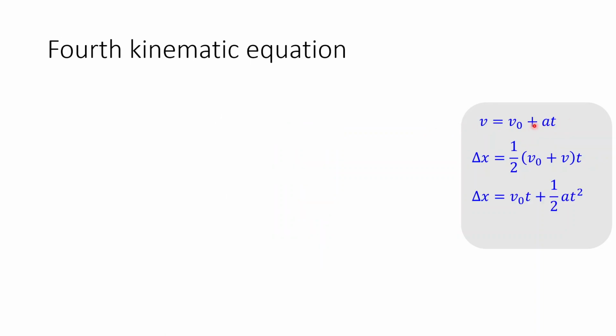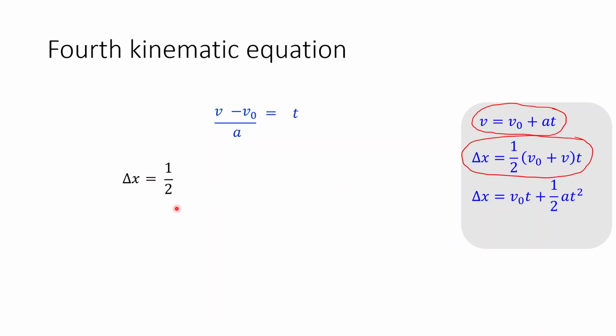Next, take this equation, subtract v0, you get v minus v0 is equal to at. Now divide a both sides, you get this is equal to the time t. Now take this equation, delta x is equal to 1 over 2 times v0 plus v. For t, substitute this.